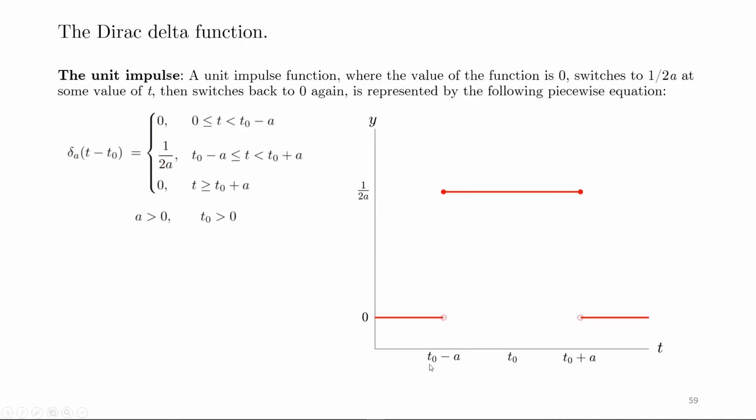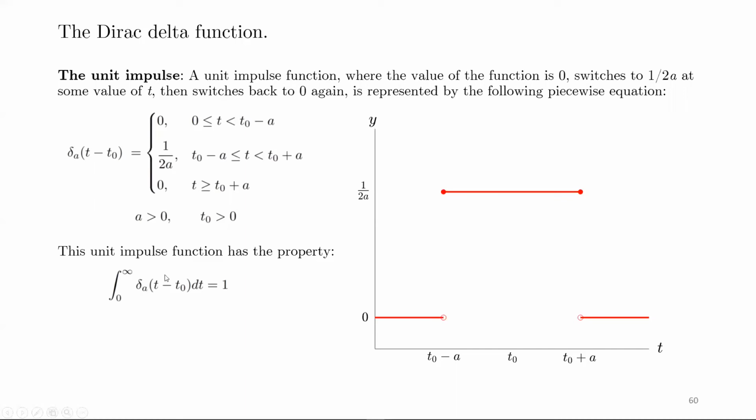At t naught minus this number a, the function switches from being 0 to being the value 1 over 2a. It stays at that value of 1 over 2a until the point t naught plus a, where it switches back to 0. One important property is that the area under this curve, this rectangular block in the middle, is equal to 1. So if I integrate this unit impulse function from 0 to infinity, it is equal to 1 no matter what value of a is here.